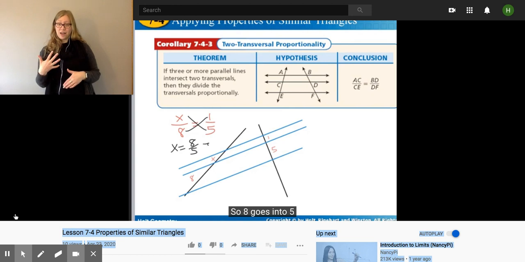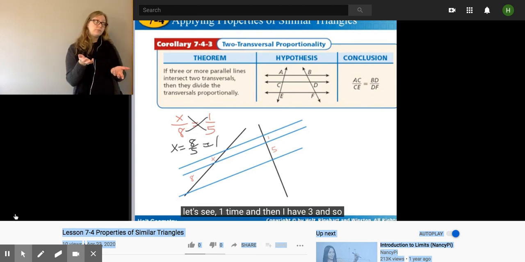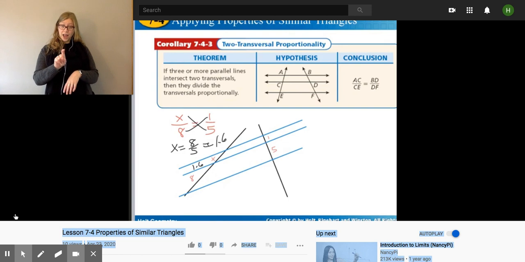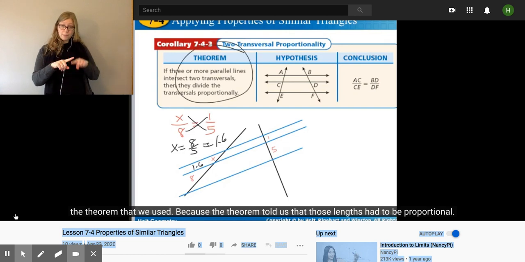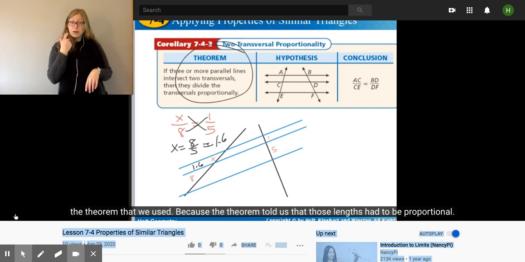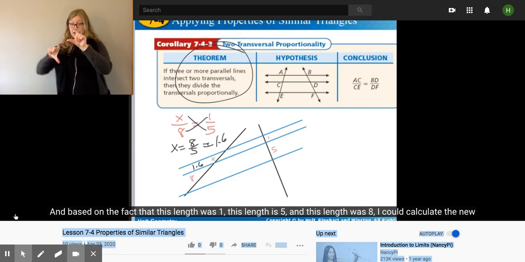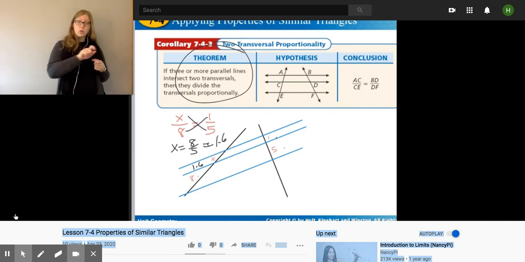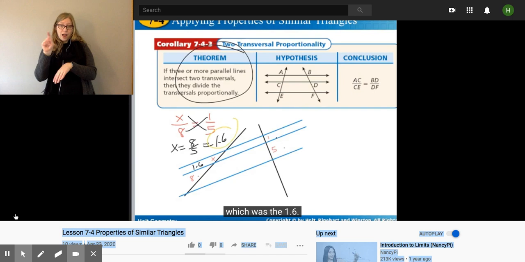So 5 goes into 8, let's see, one time. And then I have 3. And so 3.0, that would be 30. So this is going to be 1.6. So this length right here, x, would be 1.6 based upon the theorem that we used, because the theorem told us that those lengths had to be proportional, and based on the fact that this length was 1, this length was 5, and this length was 8, I could calculate the new length, which was 1.6.